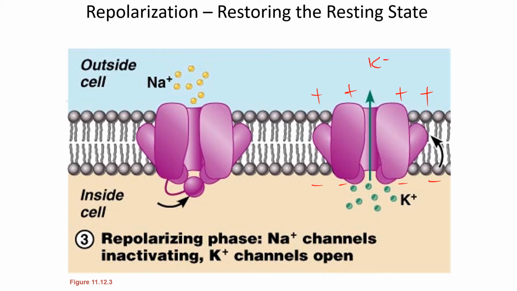That's because we now have the majority of the ions located outside, and very few of them located here on the inside. Okay, so it's the movement of these ions that creates an electrical current. It is the movement of these ions that show up as waves on our electrocardiogram.